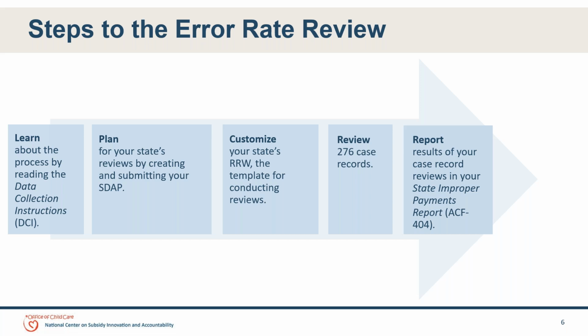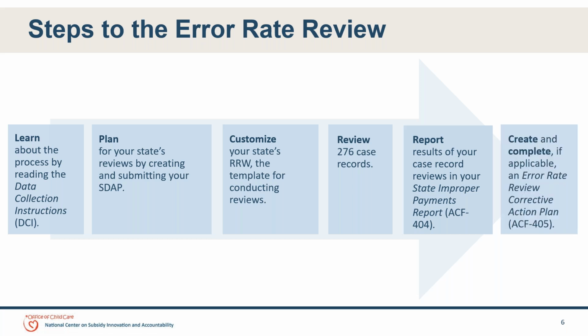Then the next step is to report the results of your reviews in the final report, which we call the State Improper Payments Report, or the ACF 404. If you have an error rate, and when we say error rate, we mean percentage of improper payments, that's greater than 10%, you will be required to create and complete a corrective action plan.